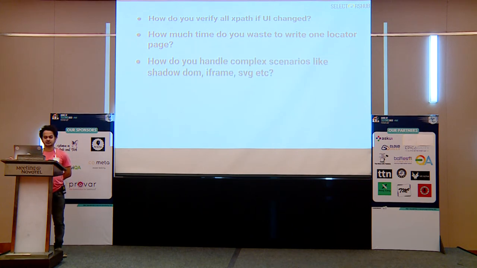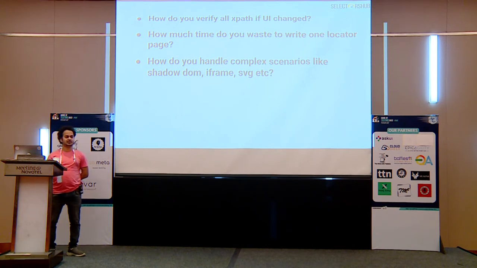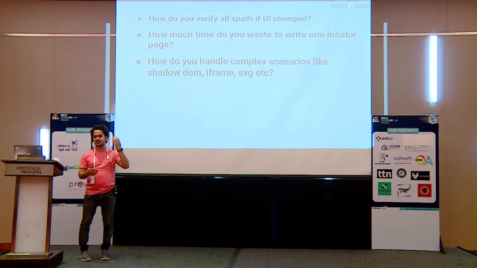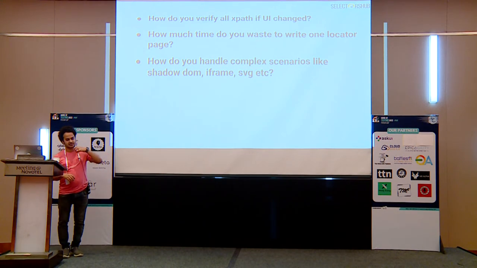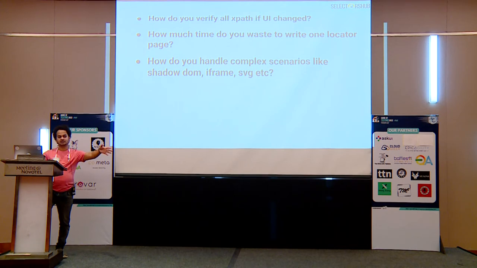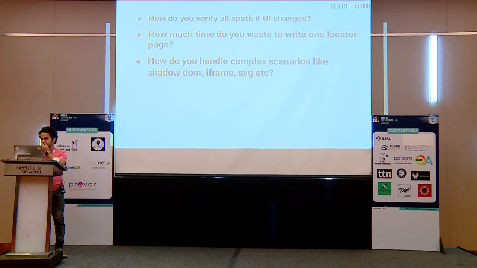How do you handle complex scenarios like shadow DOM, iframe, SVG, etc.? How many of you have even heard about these terms? Shadow DOM? How complicated it is to handle them. The very first question is that it becomes really difficult to identify whether there is a shadow DOM. And then handling the element inside it, writing the script. And what if the element is inside a shadow DOM and that shadow DOM is inside an iframe? Or if it is inside 10 shadow DOMs, how do you handle that scenario? Trust me, it will take a whole day for you. I can challenge anyone. And all this will be possible in just a few seconds. I will show you the solution.